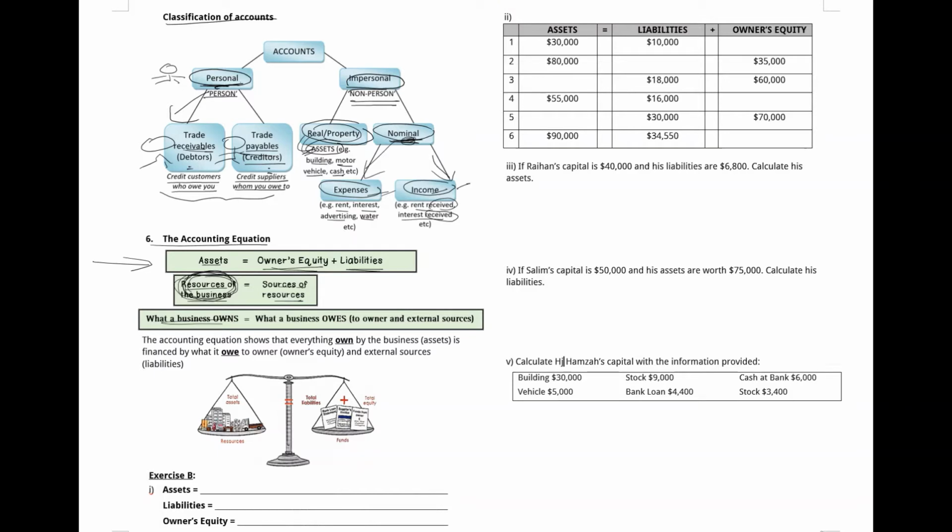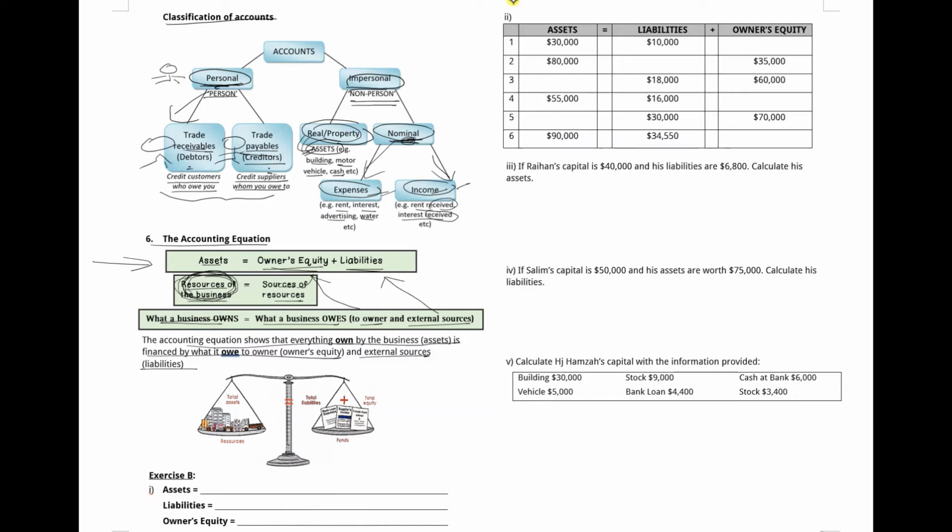So what a business owns equals what a business owes to the owner and the external sources. What the business owes to the owner is the owner equity, and what the business owes to the external sources is the liability. So the accounting equation shows that everything owned by the business, the assets, is financed by what it owes to the owner, which is called the owner equity, and the external sources, aside from the owner, which we call the liabilities.